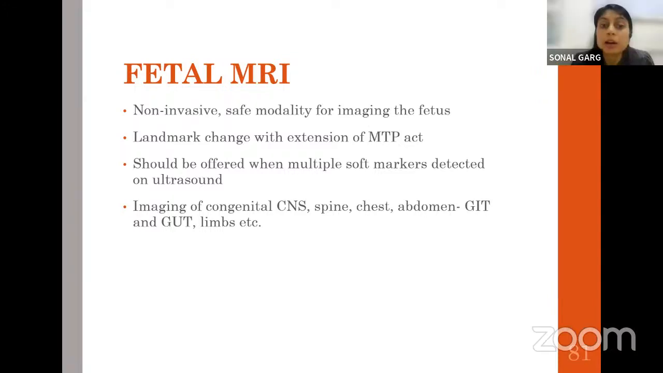And what has been a landmark change is the extension of the MTP Act. Before, the MTP Act was only valid for performing a medical termination before 20 weeks, but now this has been extended to 24 weeks, and that gives us a little bit more time to image a structural defect further, so the patient can take a very informed decision on what they would like to do with their pregnancy. It should definitely be offered to patients when multiple soft markers are detected on ultrasound, or you have found a congenital CNS, spine, chest, or abdominal abnormality, and for characterizing that further.